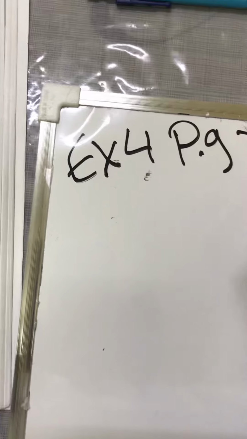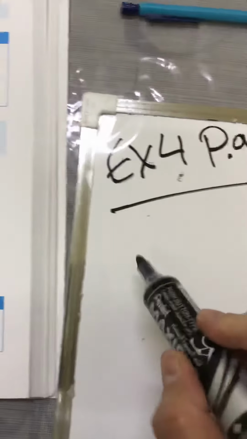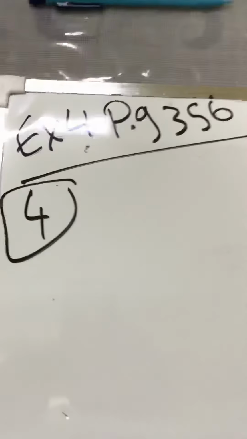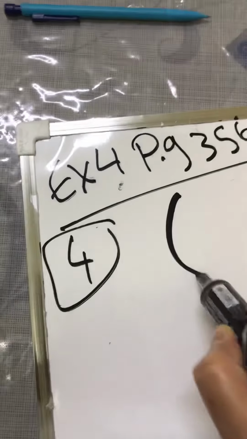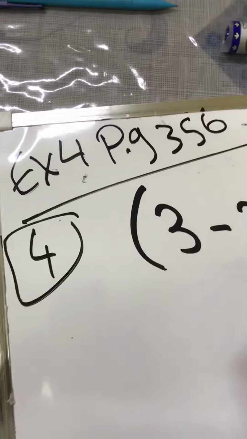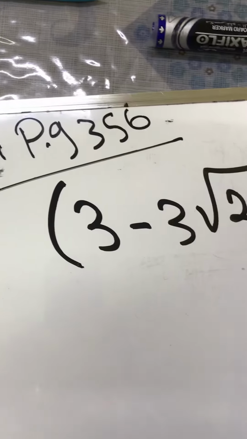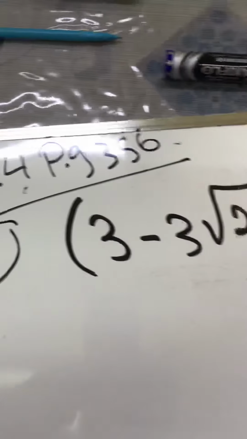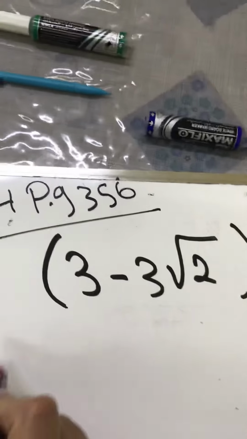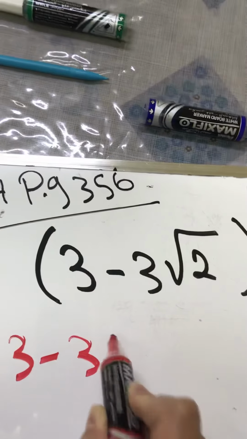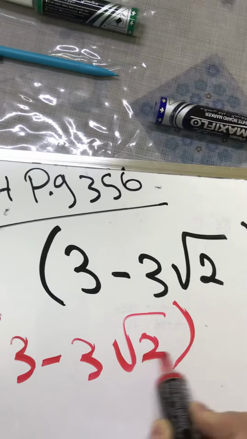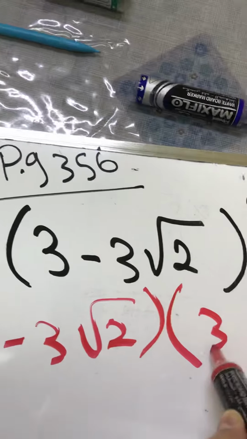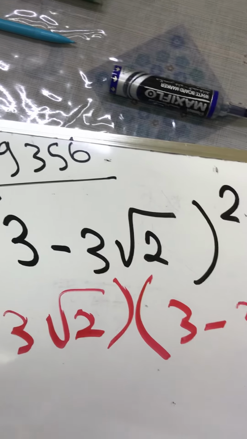I'm still in exercise 4, page 356, number 4. Okay, yes, try to solve with me. Open brackets, 3 minus 3 square root of 2, square. Okay, now I'll expand this into 2 brackets. 3 minus 3 square root of 2 times another bracket, 3 minus 3 square root of 2.